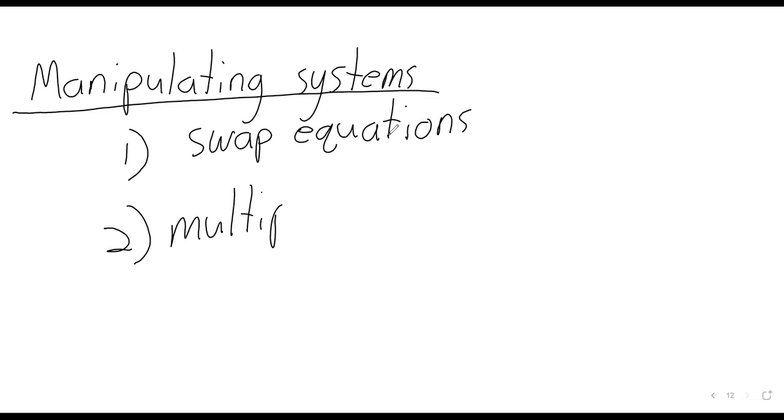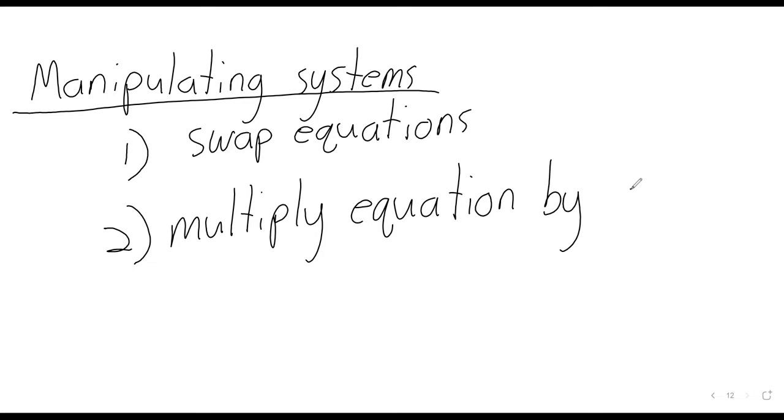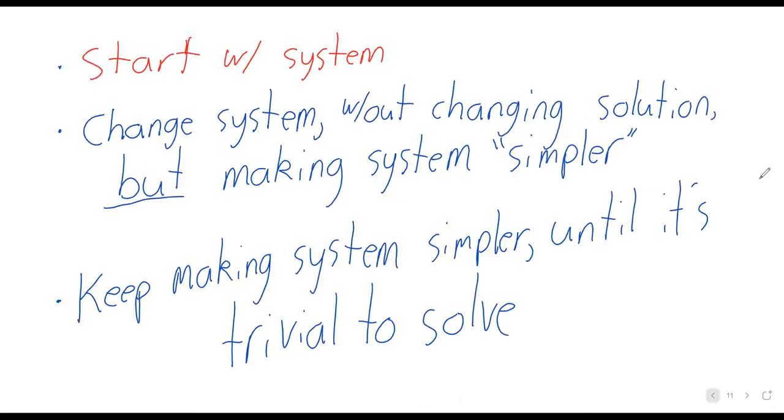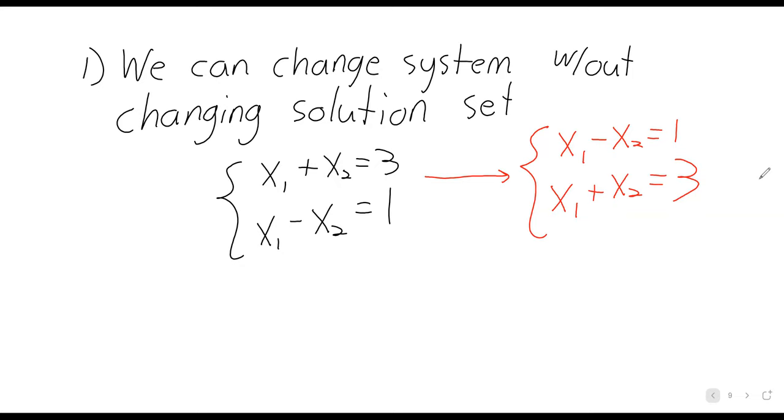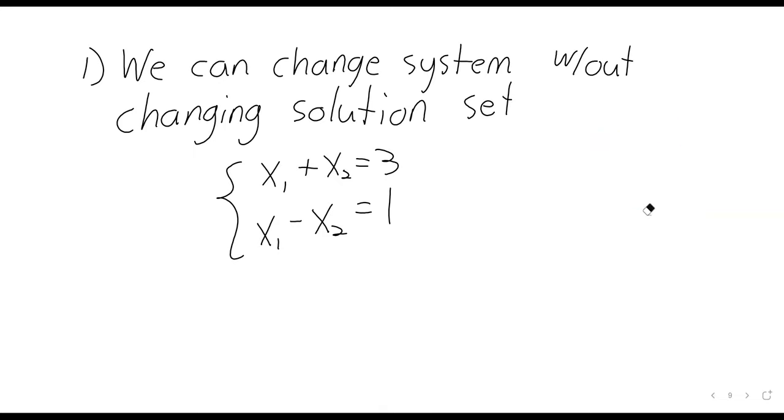We can multiply an equation by a constant. This is slightly more complicated, but it's really just college or high school algebra. If you have this system, you know that if you multiply both sides of an equation by a constant, a non-zero constant, you're not changing its solutions.